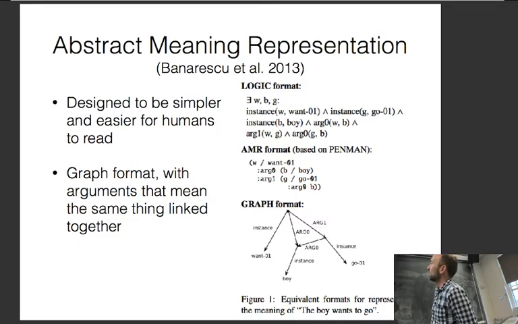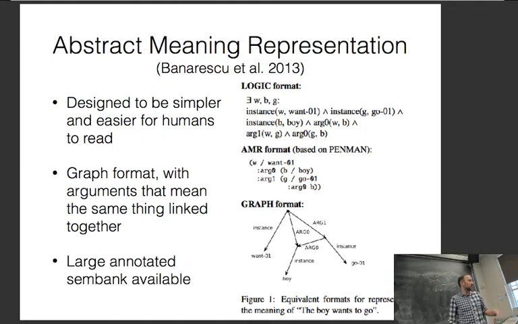If you look at the AMR format, you can see want. The argument 0 of want is boy. The argument 1 of want is go. And the argument 0 of go is boy. So that makes it a little bit more clear, right? You can kind of see that there's a boy that wants something, and that what he wants is going. So the boy wants to go. And this can also be expressed as a graph that looks like this.